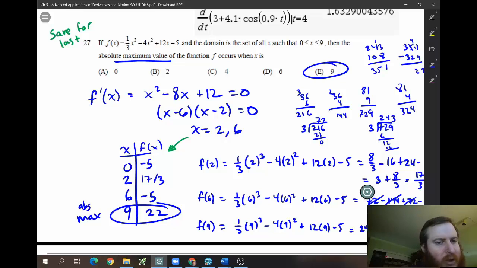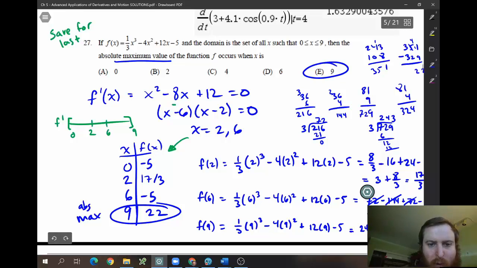But I said we could cheat a little bit. So if we want to cheat a little bit, what we could do is we could say, okay, between 0 and 9, for f prime, we have critical points at 2 and 6. If I plug in 1 here, 1 minus 6 is negative, 1 minus 2 is negative, so we get a positive.